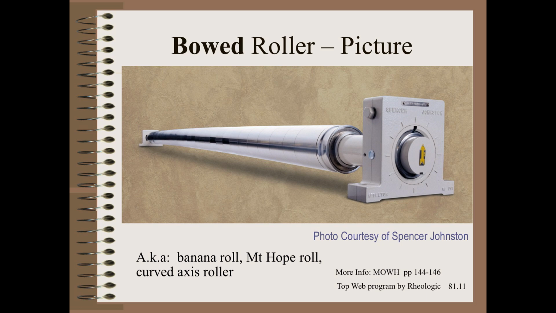The bowed roller, also known as a banana roll, Mount Hope roll, and curved axis roll, is also one of the common spreaders in the web industries. Unfortunately, common application does not mean common understanding. This spreader has one of the lengthiest and most complex sets of application demands in order to make it work well, or even work at all. Those details were already covered in Web 101.